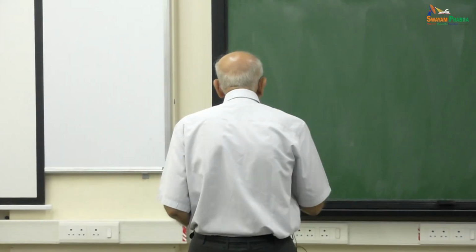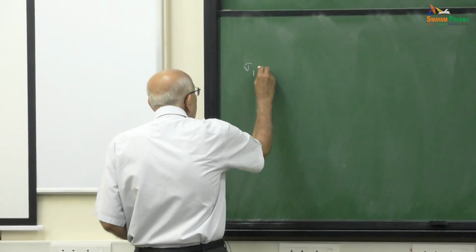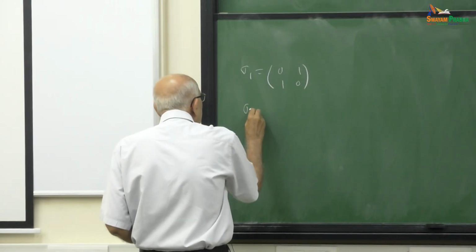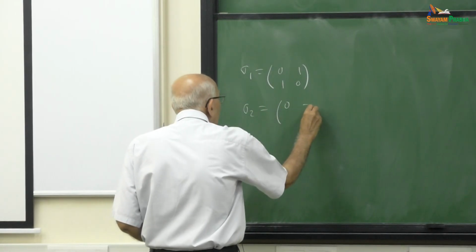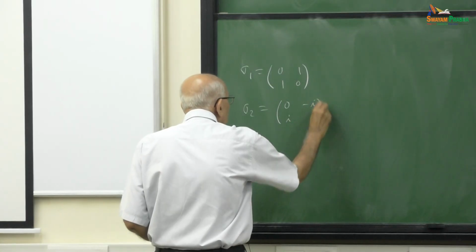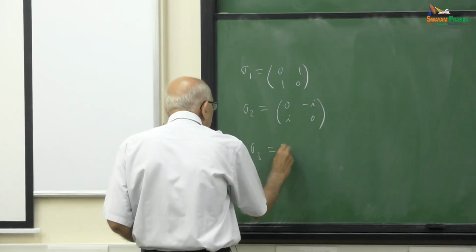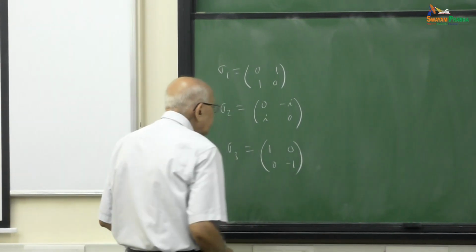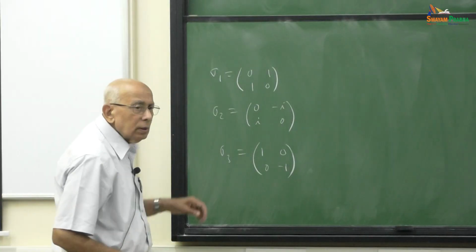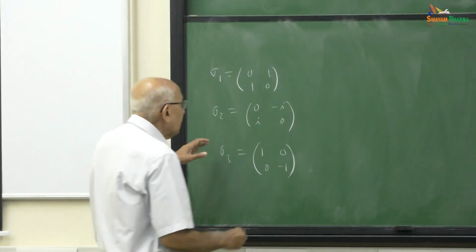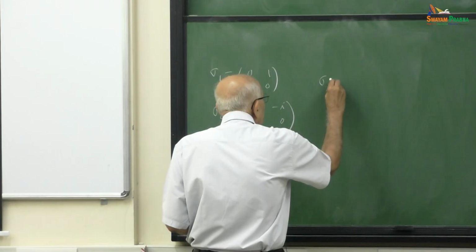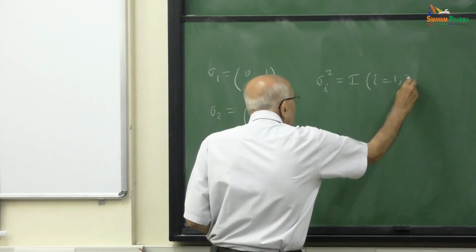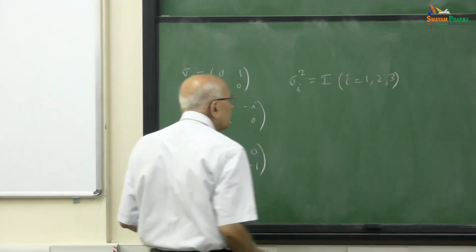So if you recall, the three Pauli matrices are defined as sigma 1 is 0, 1, 1, 0. Sigma 2 is 0, minus i, i, 0. And sigma 3 is a diagonal matrix, 1, 0, 0, minus 1. All the matrices are square equal to the identity matrix. So sigma i squared equals I, i equal to 1, 2 or 3, doesn't matter.